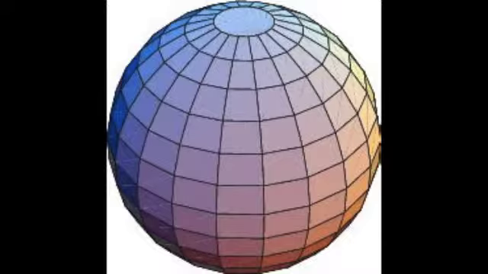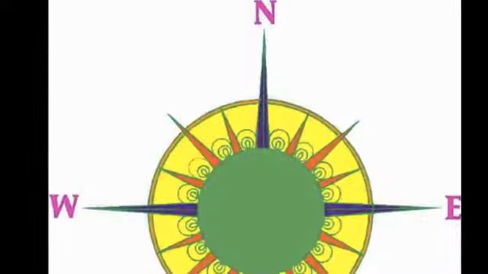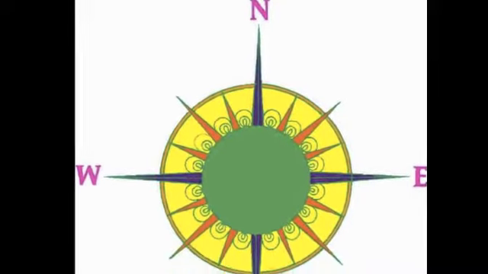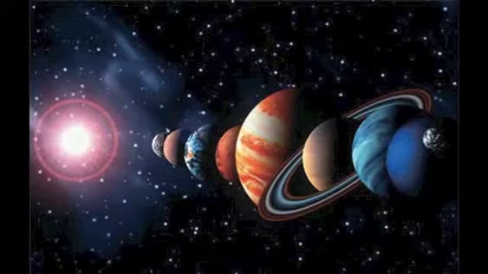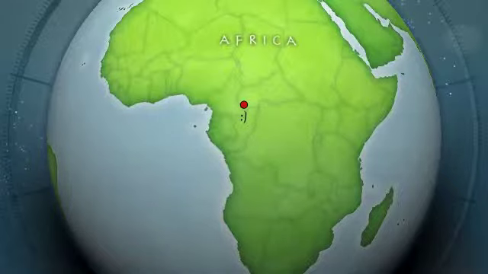Spherical geometry is the geometry of two-dimensional surfaces of a sphere and is defined as the study of figures on the surface of a sphere. Two practical uses of spherical geometry are navigation and astronomy.